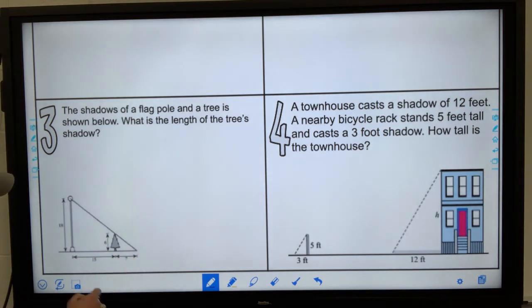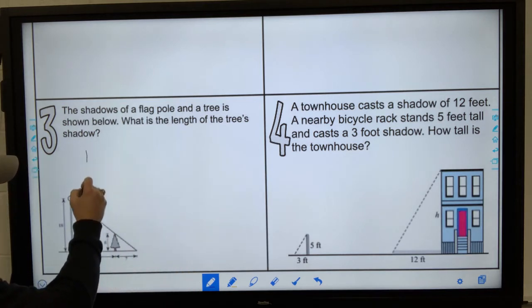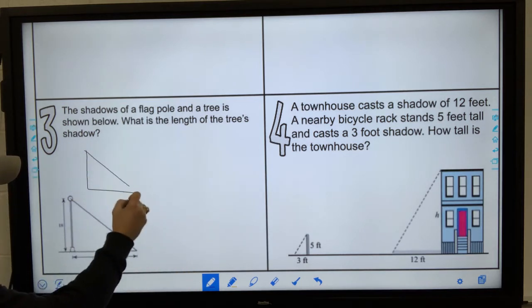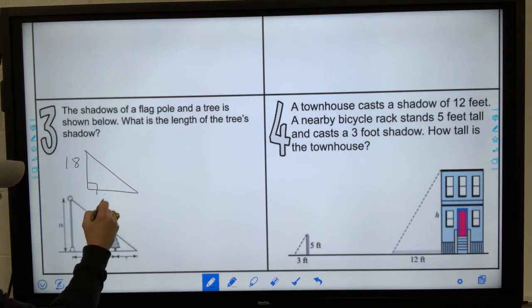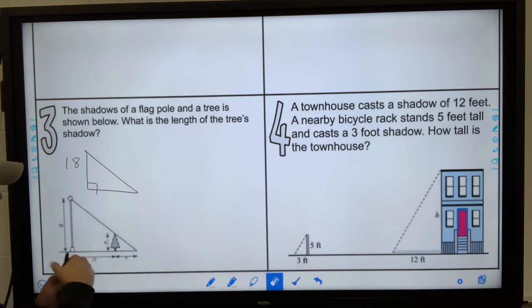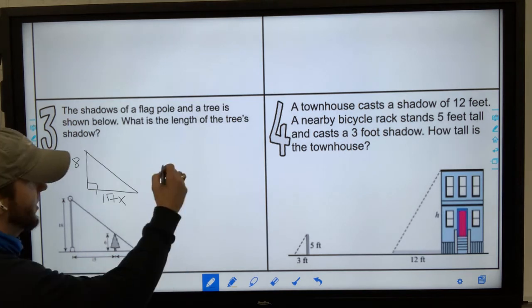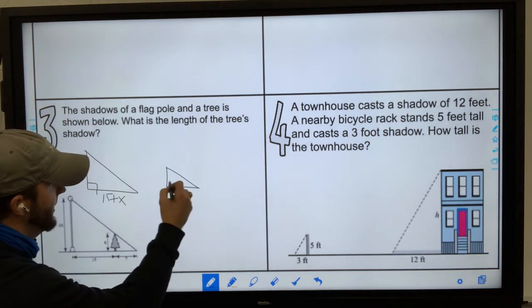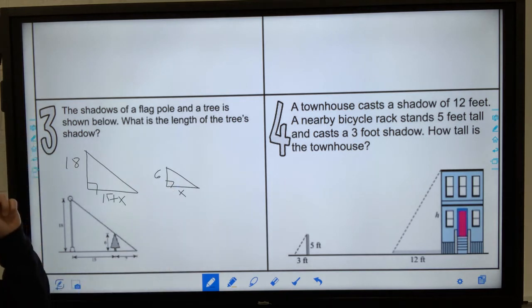Okay, so right now, if we look, I'm going to draw my two triangles just so you can see it. So this is the triangle for the flagpole. So this is 18, and this whole side is going to be 15 plus x, not 15x, sorry. It's going to be 15 plus x. And then my smaller triangle, which is going to be the one for the tree, is going to be x on the bottom and then 6 up top.